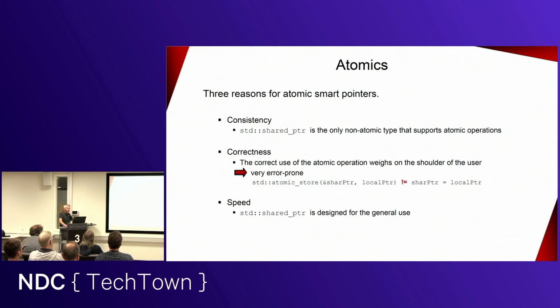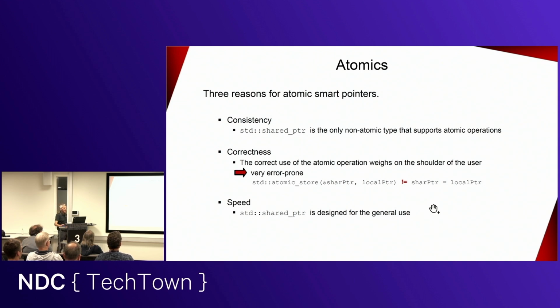Here's a rationale from Herb Sutter on why we need them. You may not know it, but shared pointer was the only non-atomic type in C++11 on which you could apply atomic operations. So out of consistency, we need it. Second, for correctness reasons, you can say atomic store on a shared pointer. This would be fine in C++11, but you can easily forget it and do it this way. And now your program runs, but you have a data race.